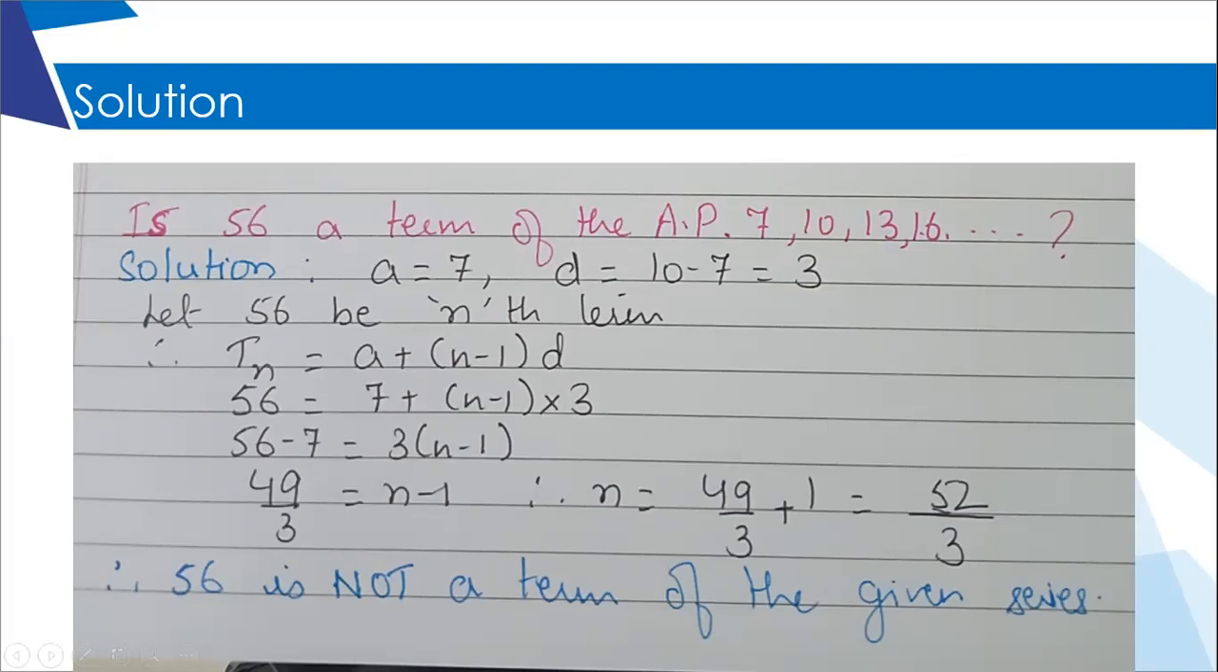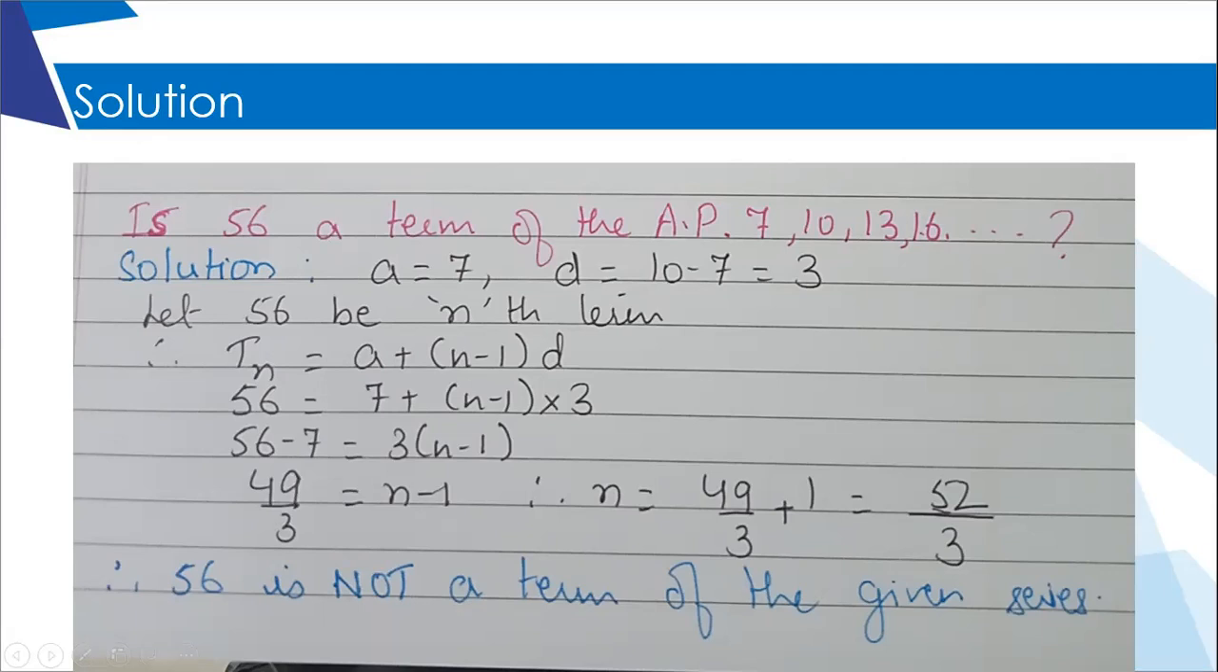Ma'am, but it's similar to the formula. Since 56 minus 7, that's what we were doing, and then dividing it by 3. So we subtract and we get 49. But then you have to explain the logic. See, what you are doing and what I am doing is I am taking the help of the formula.